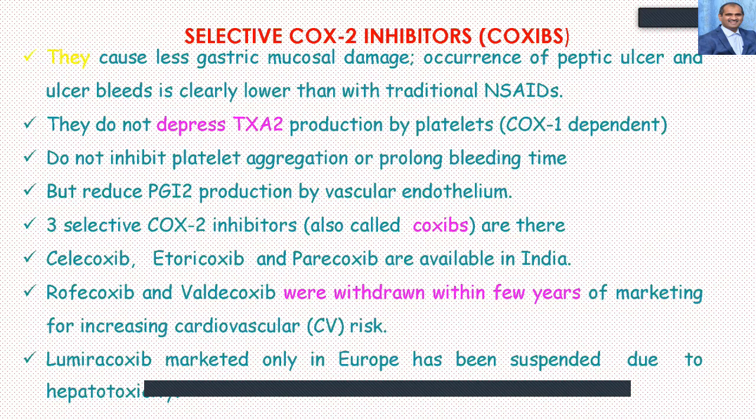And they do not depress thromboxane A2 production by the platelets, whereas TXA2 is COX-1 dependent. That means they do not have very good analgesic anti-inflammatory properties. They reduce PGI2 production by the vascular endothelium. The selective COX-2 inhibitors are also called COXIBs, and three examples are celecoxib, etoricoxib, and parecoxib. They are available in India for human use.